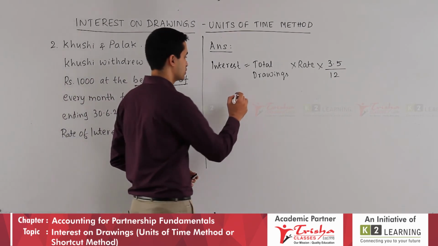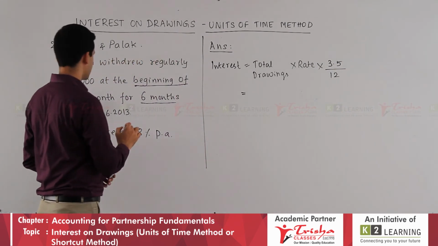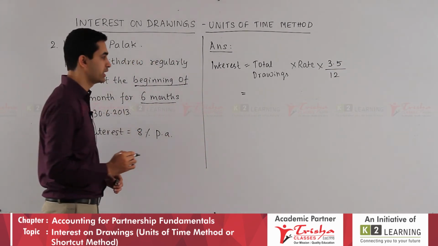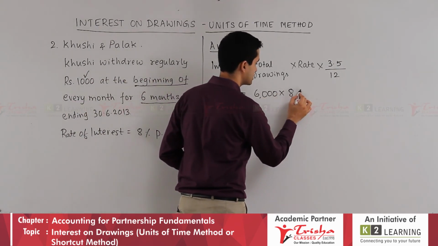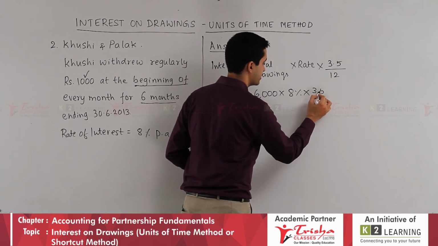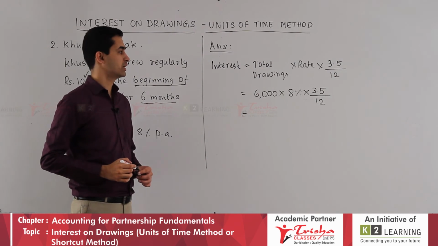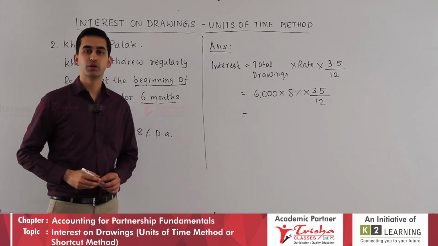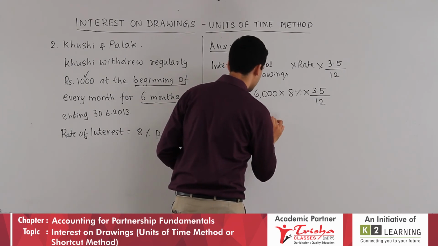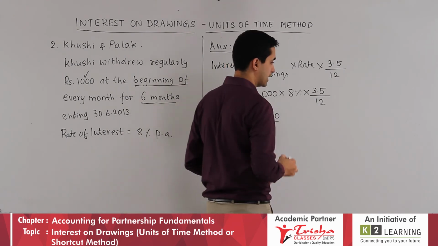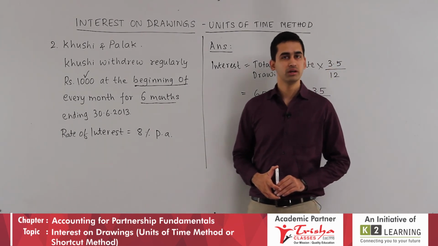Therefore, in this question, how much would be the total amount of drawings? 1000 rupees multiplied by 6 months, amount would be 6000 rupees into rate of interest is 8% multiplied by 3.5 divided by 12. That is 6000 into 8% into 3.5 by 12, the amount comes to rupees 140. This is how we calculate interest under shortcut method if the number of months are not 12.